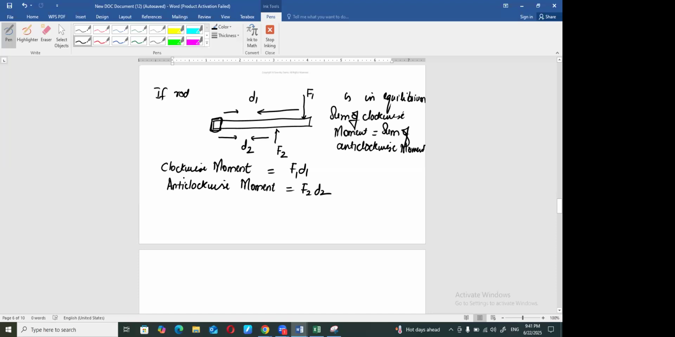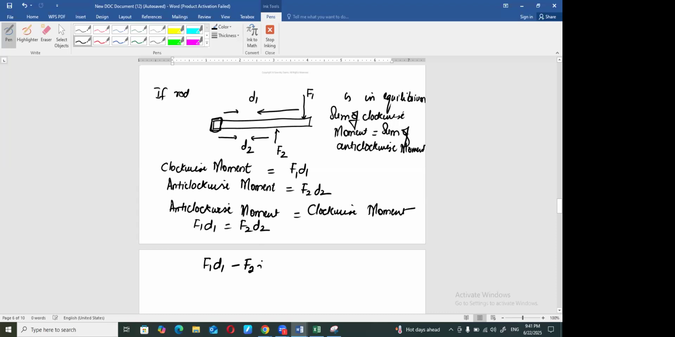And if this rod is in equilibrium, not moving, that can only be possible if the anti-clockwise moment is equal to the clockwise moment, which is F1 D1 is equal to F2 D2. Or you can say F1 D1, and because clockwise moment is always taken as negative, so minus F1 D1 plus F2 D2 is equal to 0.